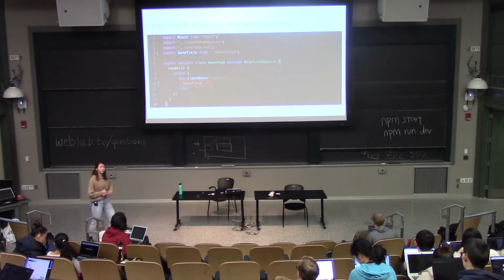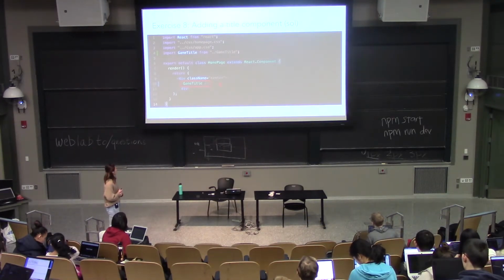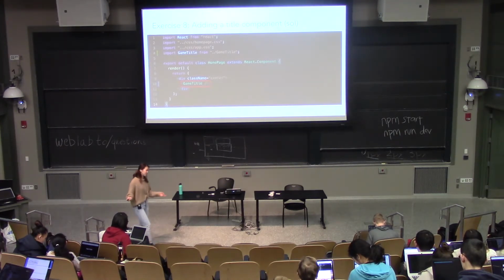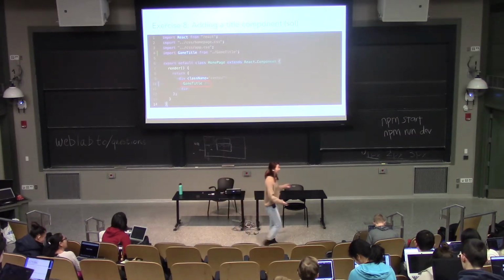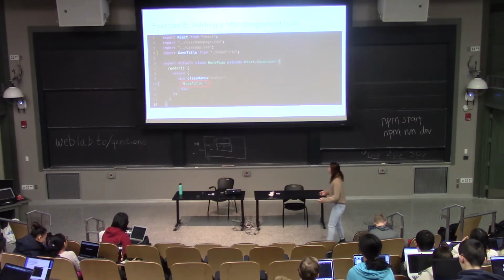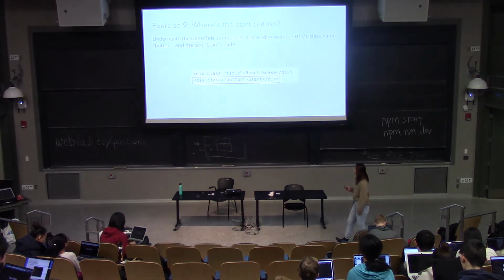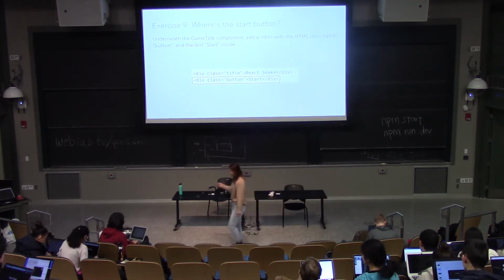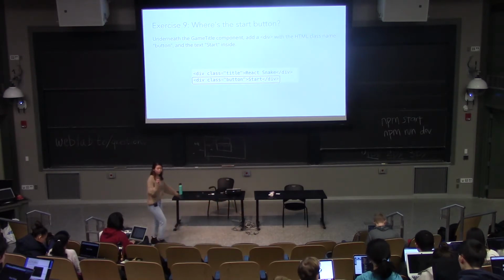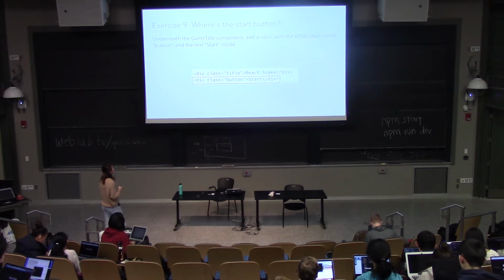So I'll just show the solution right now, and it's simple, just stick it in, and it doesn't take any props, because all it does is show the string we've defined in game title, React Snake. So we'll leave that up on the side, but next thing, we're going to add a start button. Basically under the game title component we've just included, we're going to add a div with the HTML class name button, and we already have the styles of button there for you, and the text start inside.